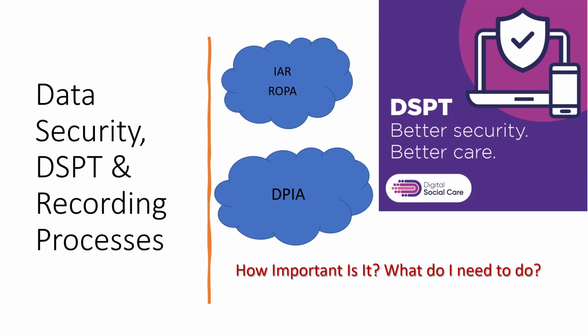Let's move on into the programme per se. What are we going to be covering in this session? Well, we're going to be looking at data security, the DSPT, and the recording processes that are required for both of those elements. So what we're going to be looking at is the Information Asset Register, or IAR, your Record of Processing Activities, or ROPA, and your DPIA, or Data Protection Impact Assessments. All three of those are requirements for the GDPR and data protection legislation requirements and for the DSPT.